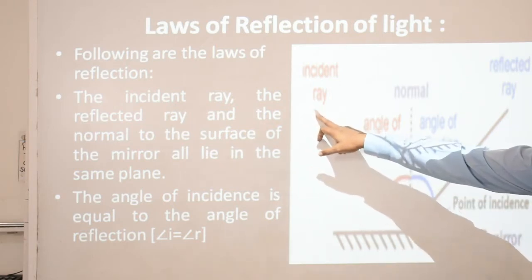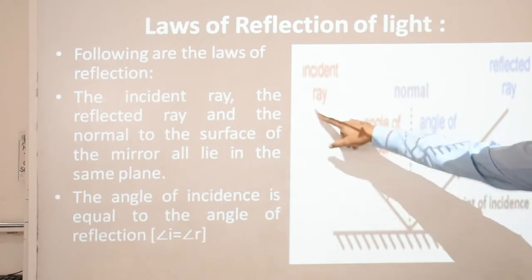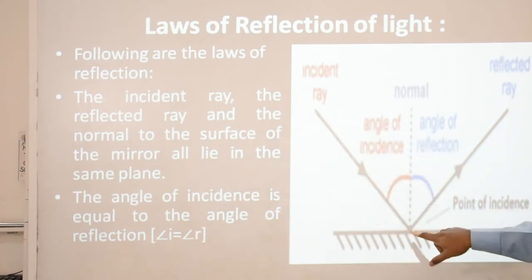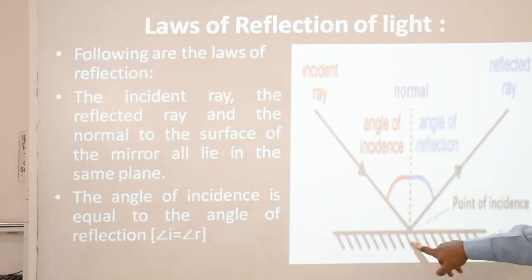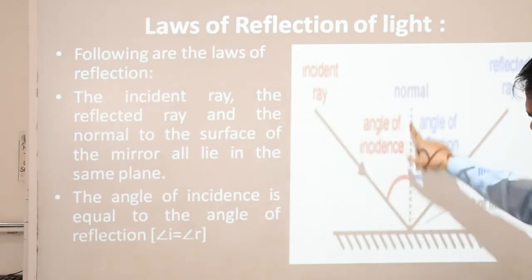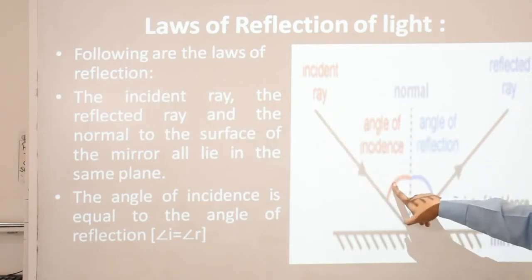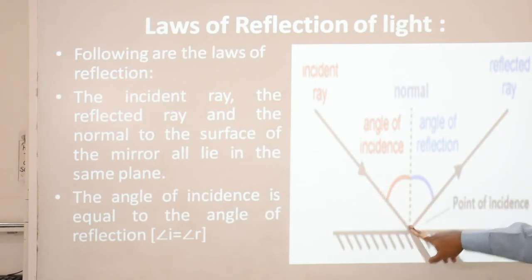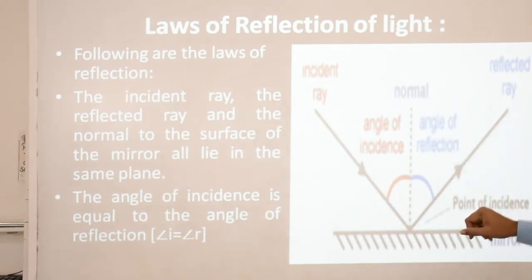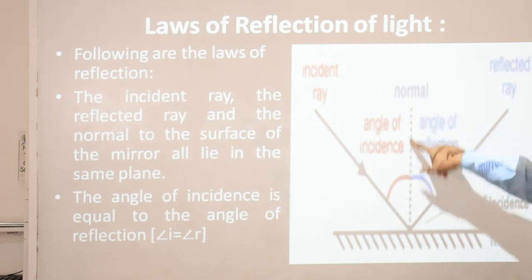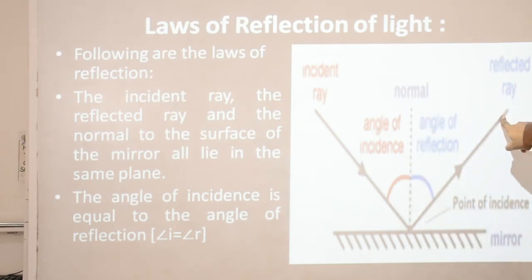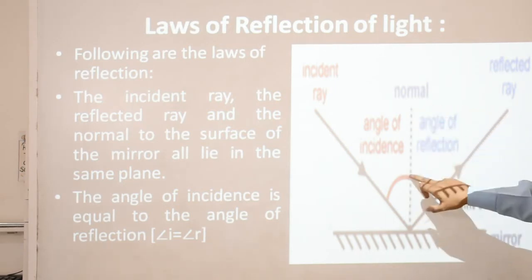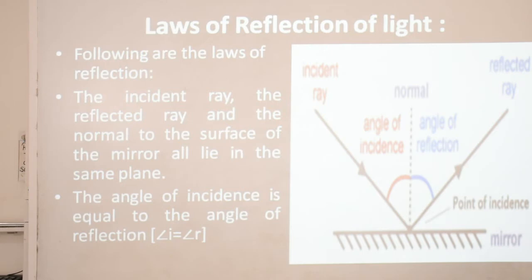Clear? So when an incident ray falls on it, this ray is called the incident ray. Okay, this point is called the point of incidence. And this perpendicular drawn on it is called the normal. The angle made by this normal and the incident ray is called the angle of incidence. When it falls on it, it bounces back in the same medium, and here it forms the next angle along with this normal. Now this ray is called the reflected ray, and the angle made there is called the angle of reflection. Clear?